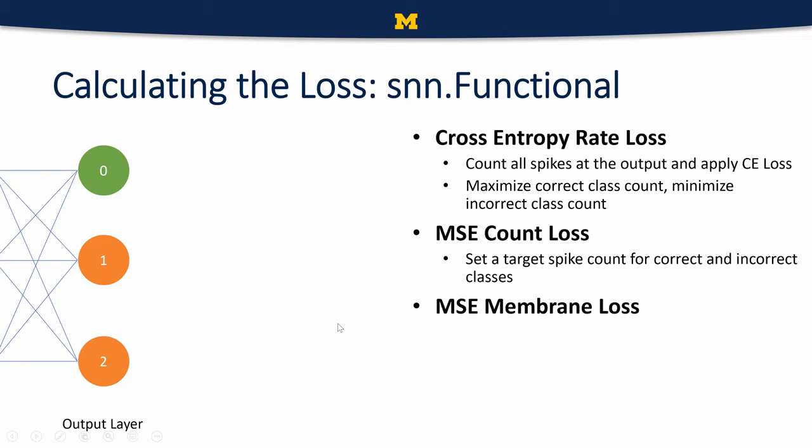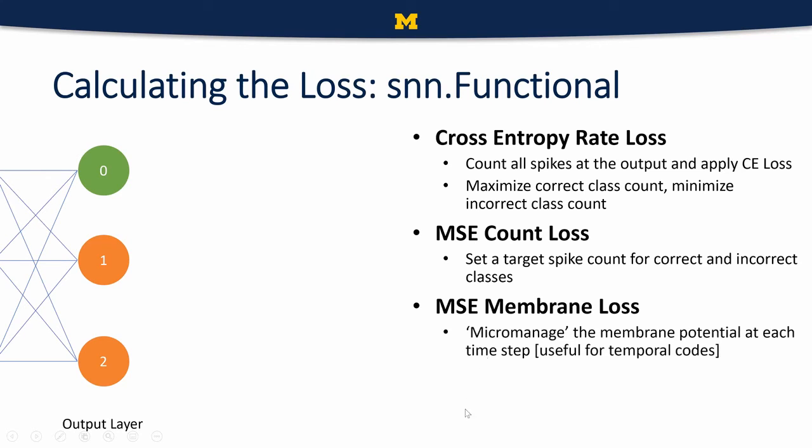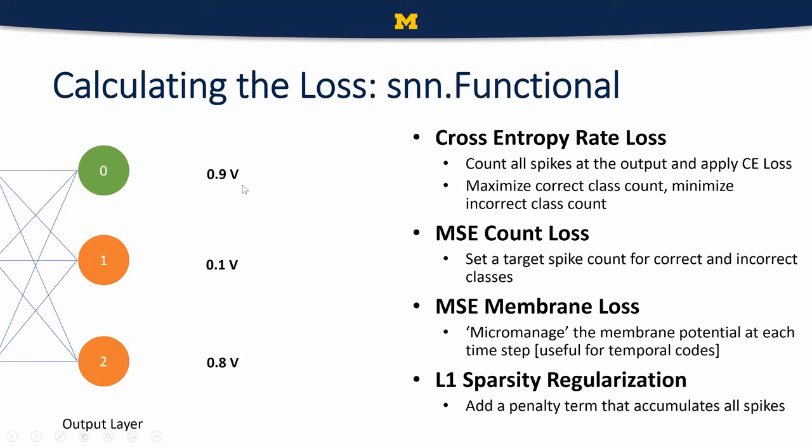Finally, the mean square error membrane loss. I like to consider this as micromanaging the membrane potential at every time step. So rather than applying a loss function to your spikes, we're now kind of cheating. We're looking into the neuron and we're looking at what the membrane potential is at each time step. Effectively, what that means is, let's say we've got 0.9 volts, and let's say our threshold is 1 volt. If we hit 1 volt, then the neuron spikes.